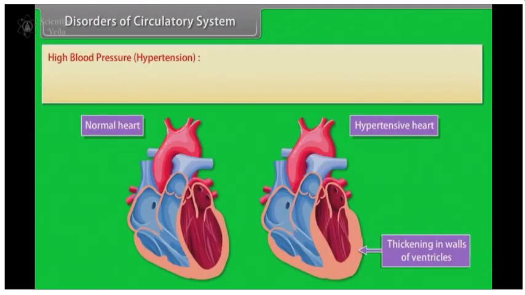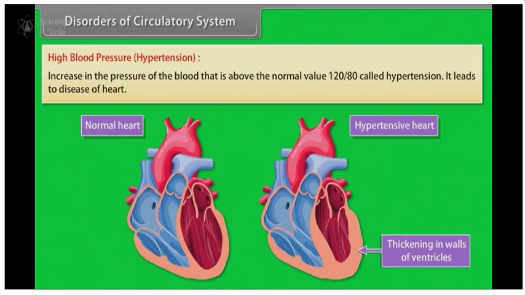Disorders of circulatory system. High blood pressure or hypertension. Increase in the pressure of the blood that is above the normal value 120/80 is called hypertension. It leads to disease of the heart.